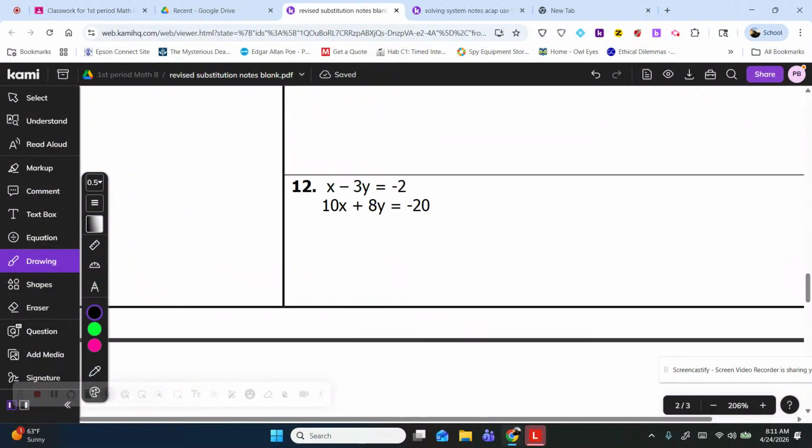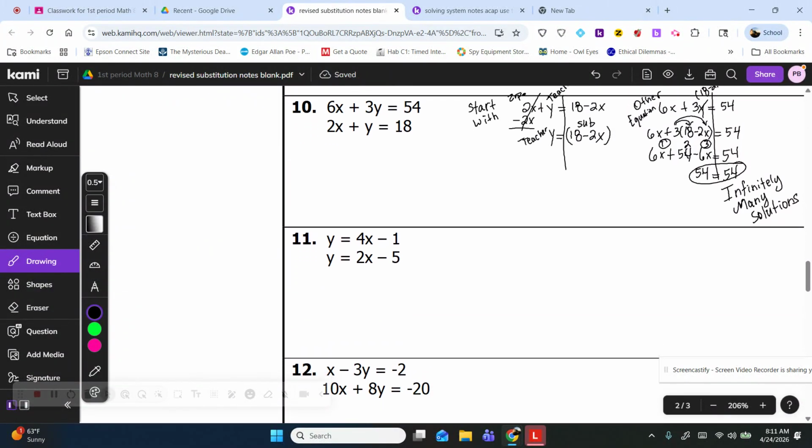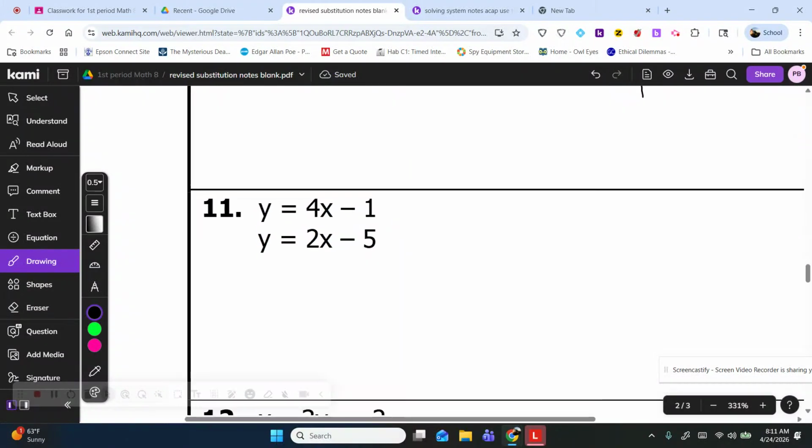Let's do 11, and then that's going to be it for us, okay? All right, we're going to do 11. 11 is a tad bit weird because both Y's are teachers, okay? So you just have to choose which one you want to be the teacher and which one you want to be the sub. Y'all want to do the top one? Doesn't matter? Okay, so I will start here. I'll start with this one.